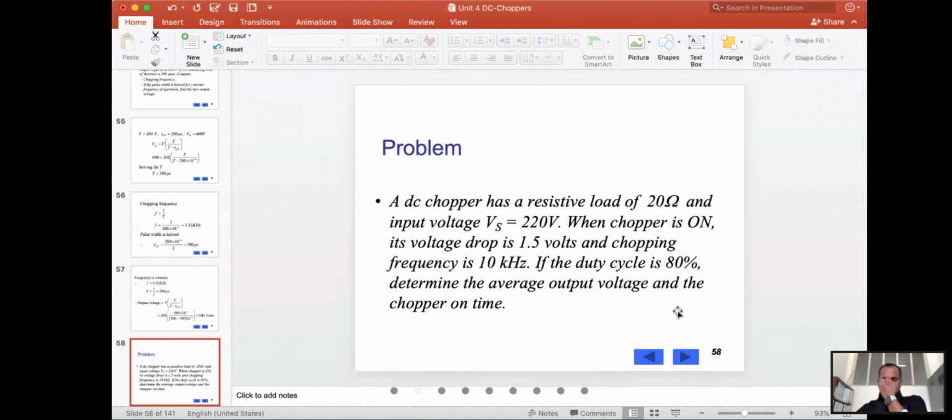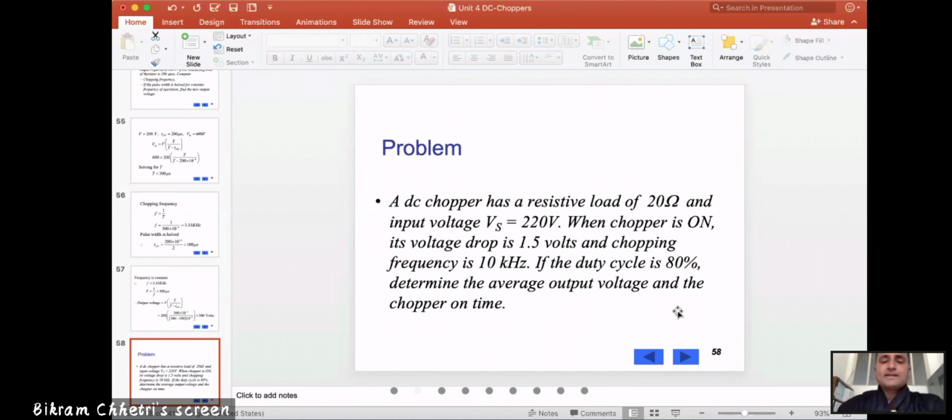The next problem is, these are some of the critical ones. The first one is quite simple. If you know the formula, you can just apply it. The second one is just to give you some analysis: what is the effect of the on period of the SCR? It means the on period of the chopper will affect the output voltage.